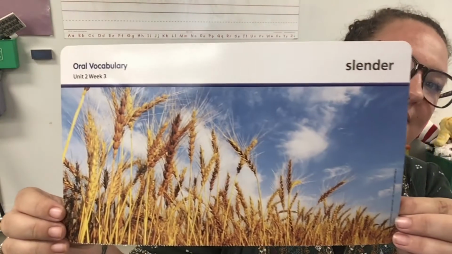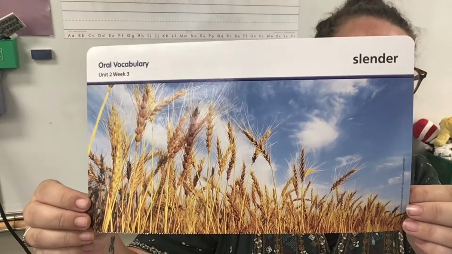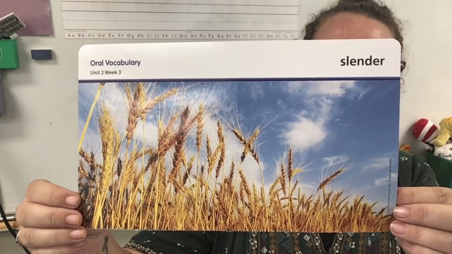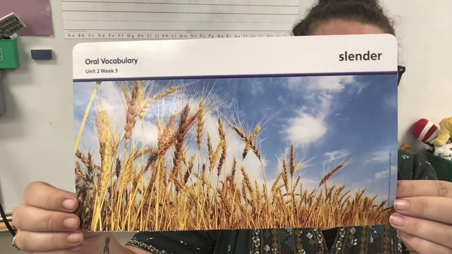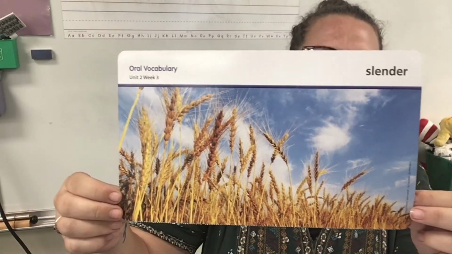Attaches. Let's say it one more time. Attaches. The last word I want to talk about before we read is slender. Slender means slim and narrow. In this picture, the slender pieces of wheat wave in the wind.